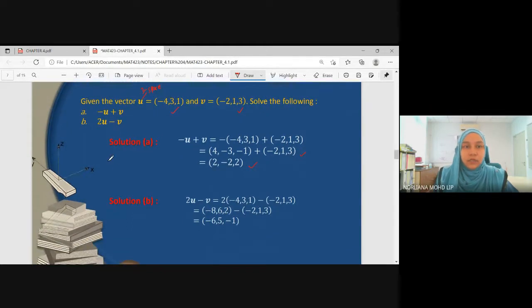Okay, b, 2u minus v. First you have to multiply by scalar 2, so we have the new vector 2u, which is negative 8, 6, 2. Then minus vector v. So we have negative 8 minus negative 2 is negative 6, 6 minus 1 is 5, 2 minus 3 is negative 1.